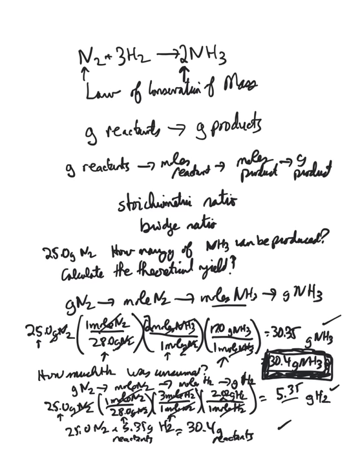So that's a way you can go back and check yourself at the end of a problem, see if the amounts add up correctly. And so that's our first example of stoichiometry.